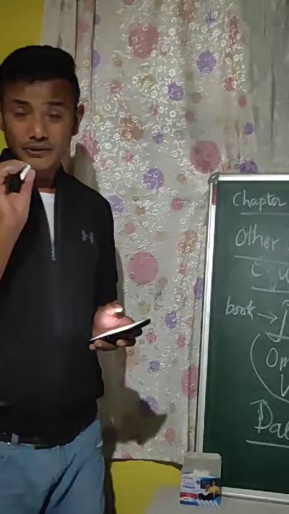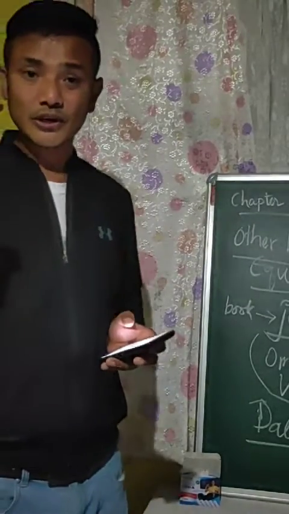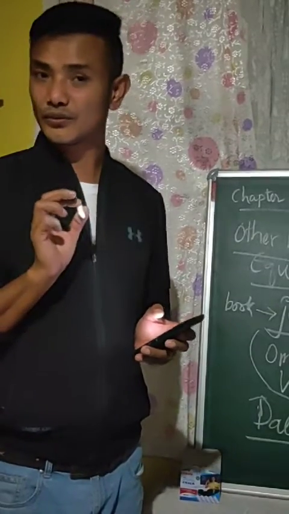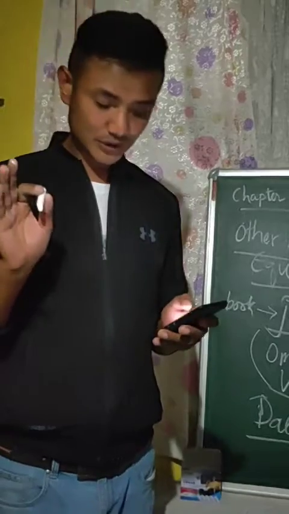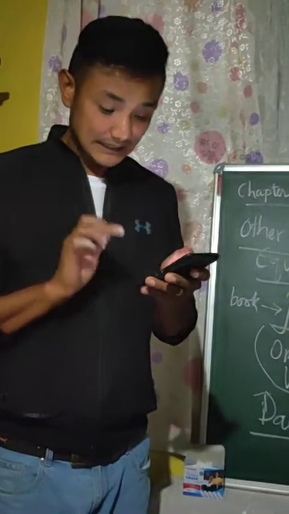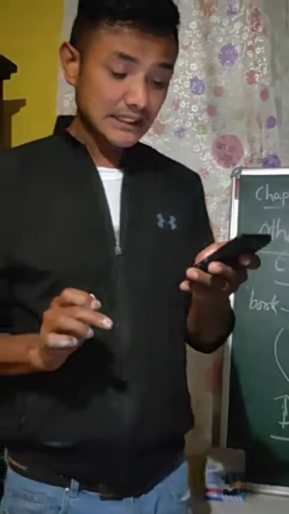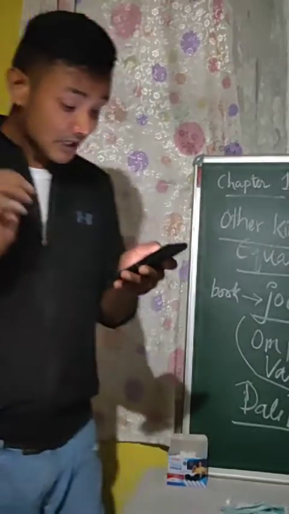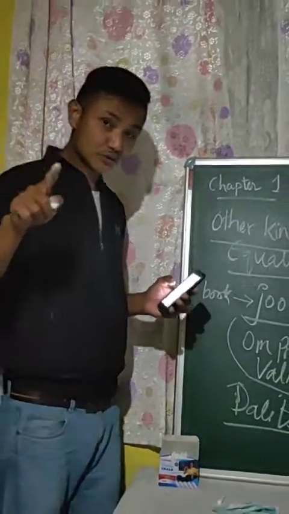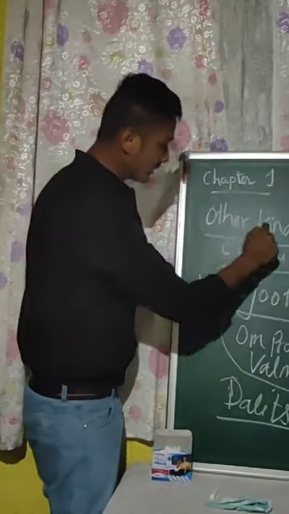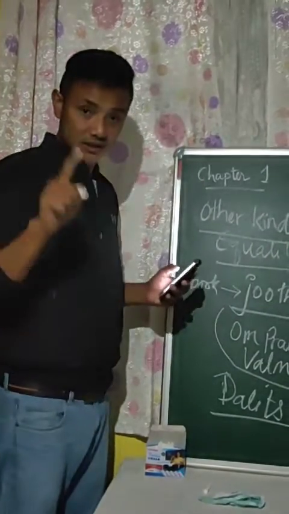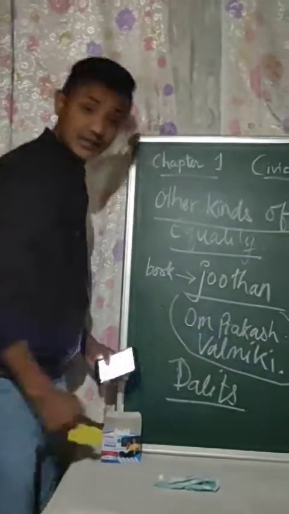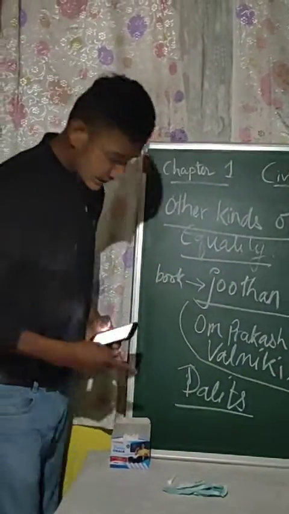So I narrated this story to you. Do you think that little boy who was Dalit was treated equally with others? Yes or no? You evaluate by yourself. I'm not going to say anything. At that time Valmiki's self-esteem, prestige, or dignity was down. Now I will relate other kinds of equality with this story. Let me revise: there is a book called Jootan, written by Om Prakash Valmiki, who was a Dalit, and I narrated the story.